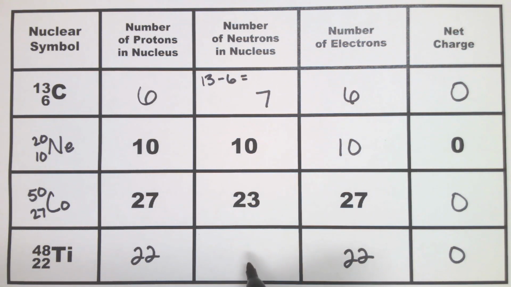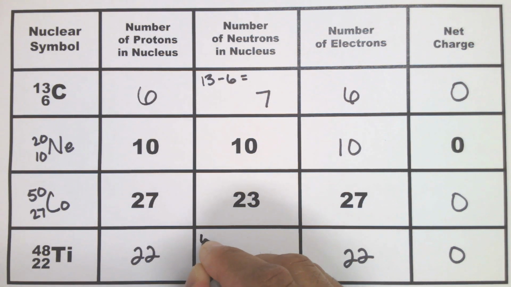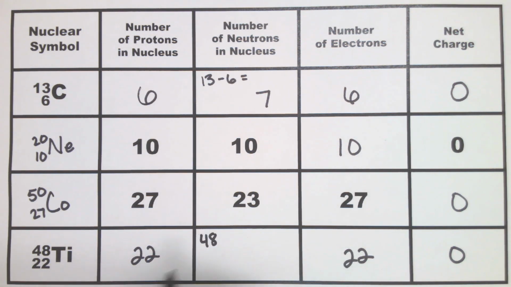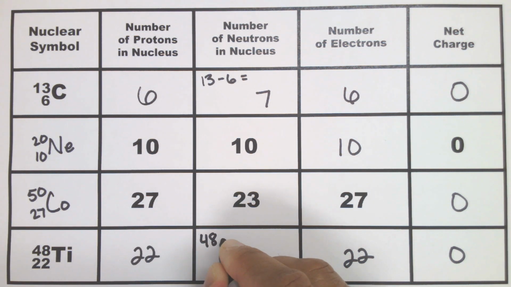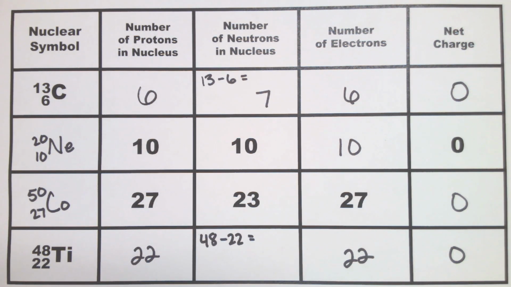And the number of neutrons, we'll take our mass number, 48, which is the protons plus the neutrons. We'll subtract the number of protons. And what's left over is 26 neutrons.